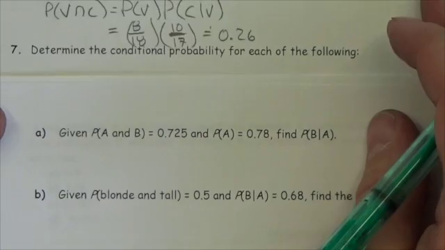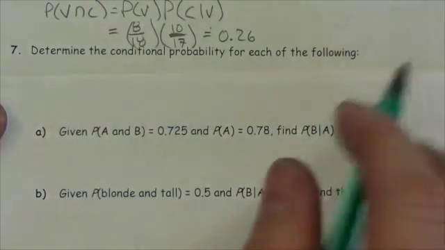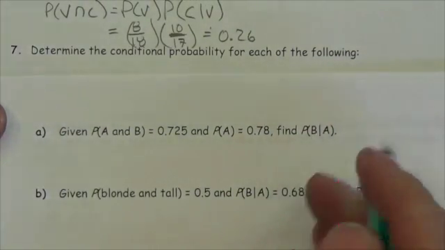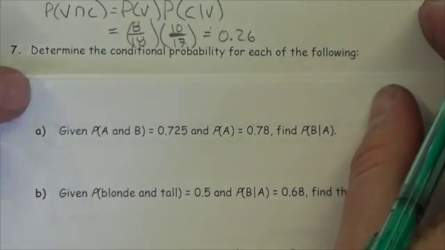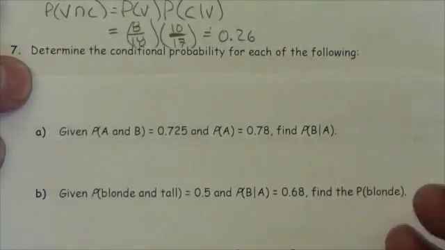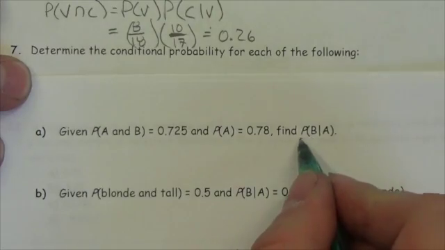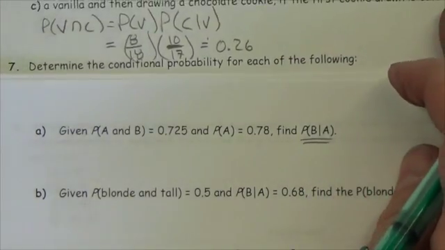Determine the conditional probability for each of the following. Okay, so in this case, we're dealing with something that's obviously got some dependence. So we're going to determine the conditional probability for each of the following. Now, what we mean by conditional probability is this little bit right here. Okay, so I'm going to pull this out of the way.